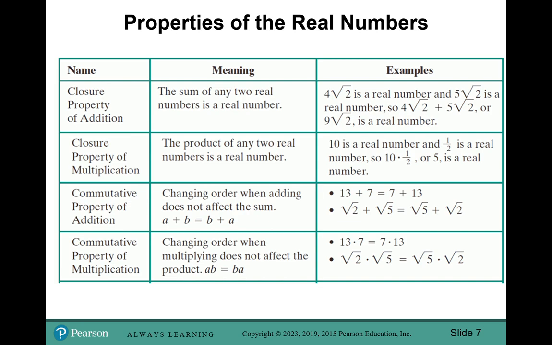Commutative property of multiplication. Changing the order when multiplying does not affect the product. AB equals BA. So A times B equals B times A. 13 times 7 equals 7 times 13. Or the square root of 2 times the square root of 5 equals the square root of 5 times the square root of 2. The order does not matter in multiplication. That is the commutative property of multiplication.